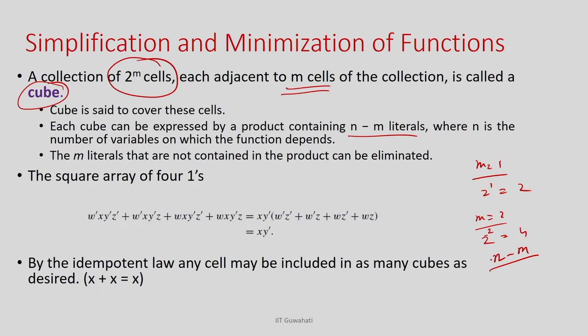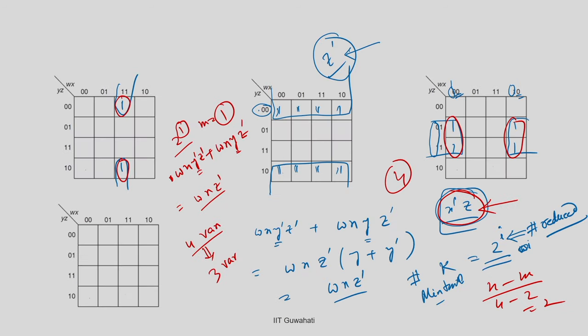Now, if you combine 8 cells where m equal to 3, that means 2 to the power 3 equal to 8. So now you are combining 8 cells with m equal to 3. So n minus m literals will remain, which I explained here. If you combine these 8 cells, I end up getting the expression z bar. Initially there are 4 literals w, x, y, z, and I now have only 1 literal, which is 4 minus 3 equal to 1, because I am combining 8 cells together.